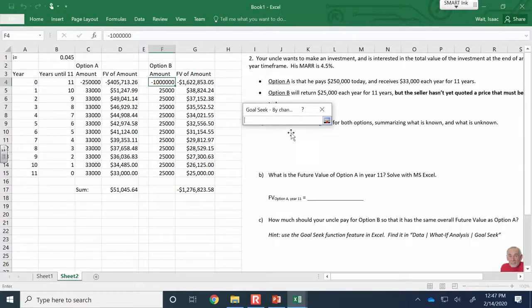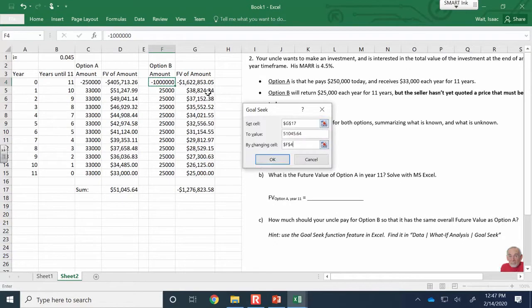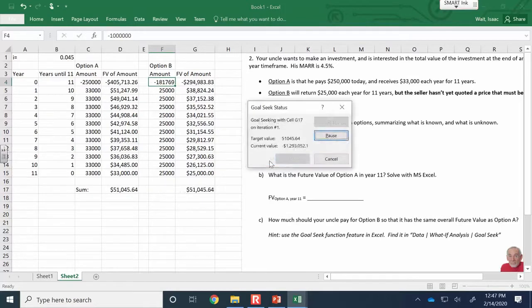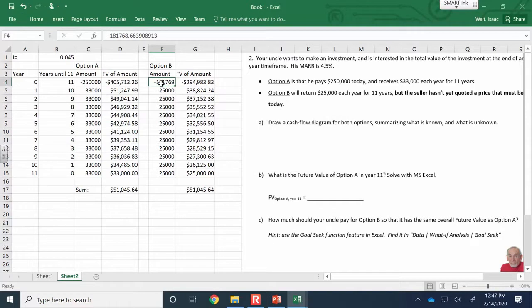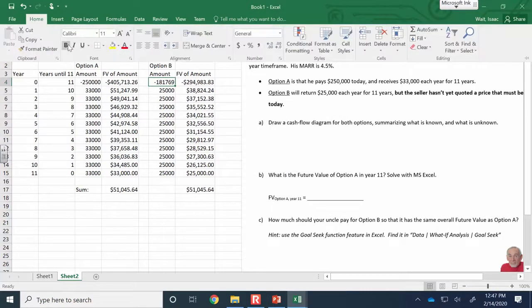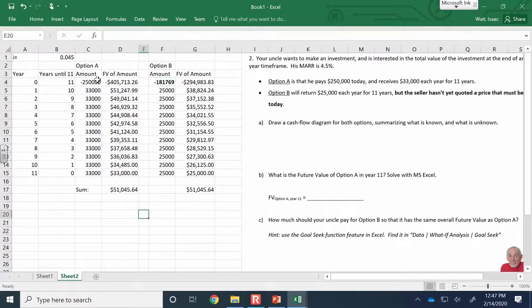And then we're telling it that it can change the amount that is in this cell, which is the initial purchase price for option B. So as soon as I click OK, it's going to keep changing around a bunch of different values in this cell, and it's going to be looking at G17, the sum of the future value of the amounts for option B, and it'll stop when it finally finds the input value, the purchase price, that's equal so that the cash flow diagram is the same. The future values of option A and option B are equal.